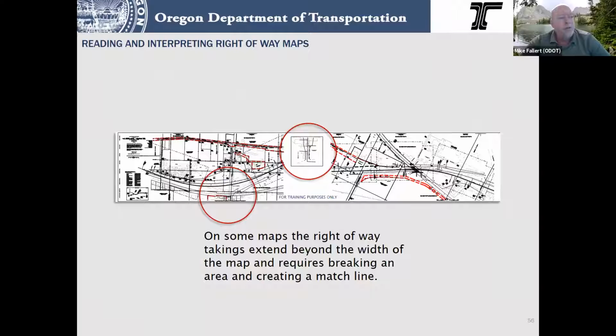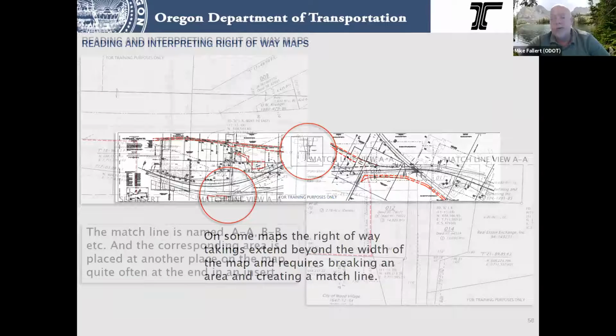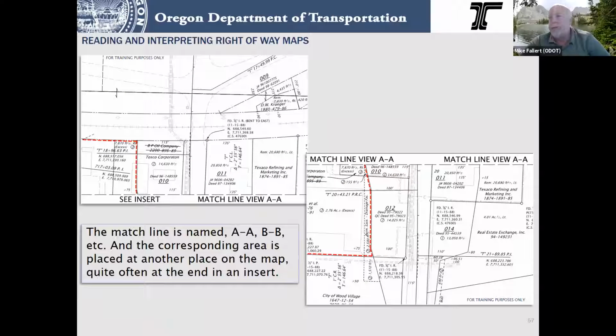So here's one about some of our bigger or crooked projects, where we have match lines because all of it won't fit on the sheet. So it's broken up into match lines to pick up the sides, and you'll have match lines, AA, BB, that sort of thing. So you look at those to kind of line things up that way.